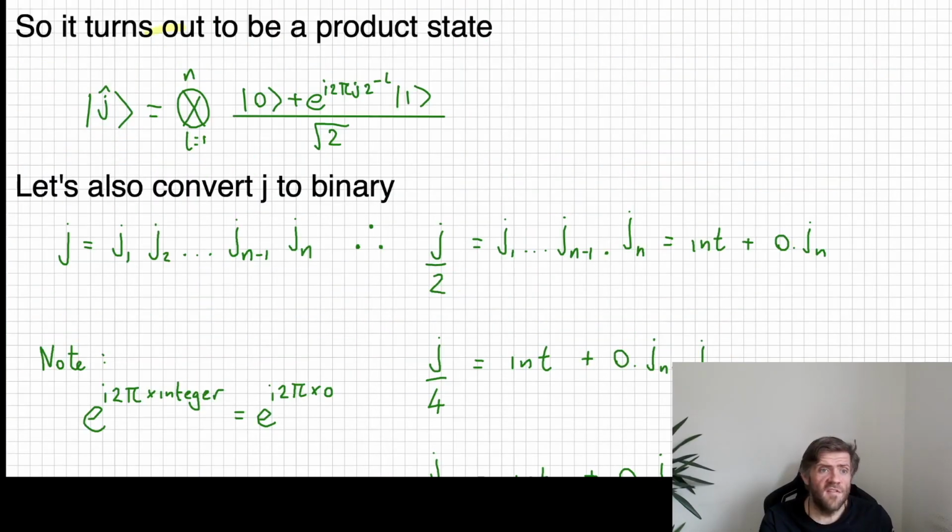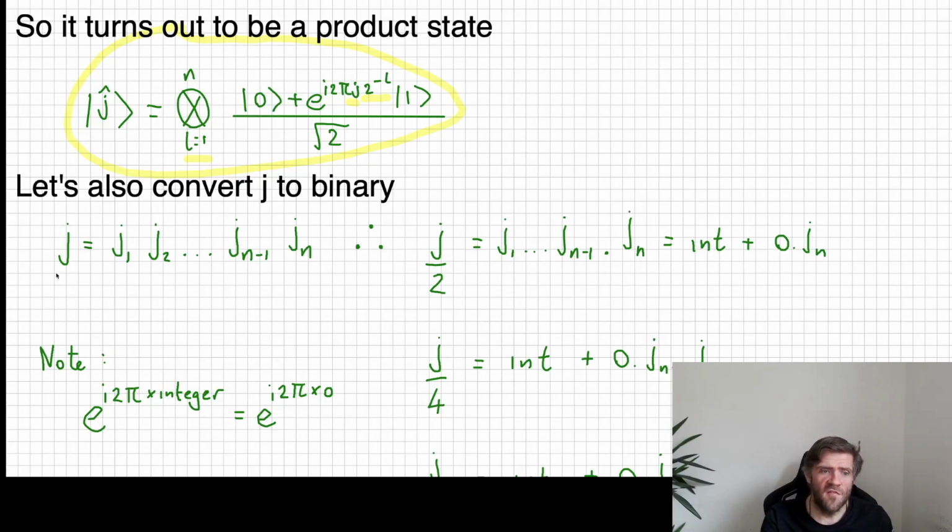So yes, it turns out to be this product state, but how are we going to create this product state? Well, for that, let's take a look at J and convert that into binary. So we see that we have J times 2 to the minus L for different values of L. For one state, we're going to have J times 2. For the next state, J divided by 2. For the next, J divided by 4. For the next, J divided by 8. Because we've got this J times 2 to the minus L, which is J divided by 2 to the L, so we're going to have J divided by all the different powers of 2.